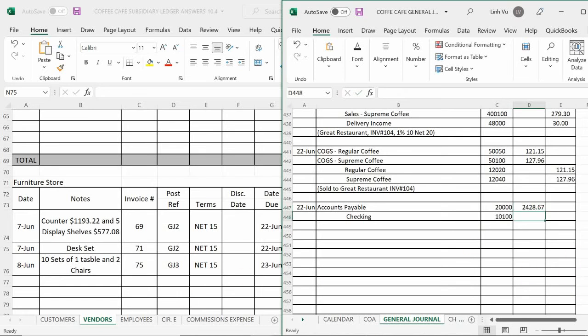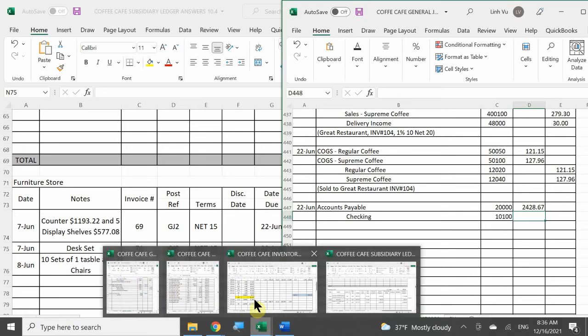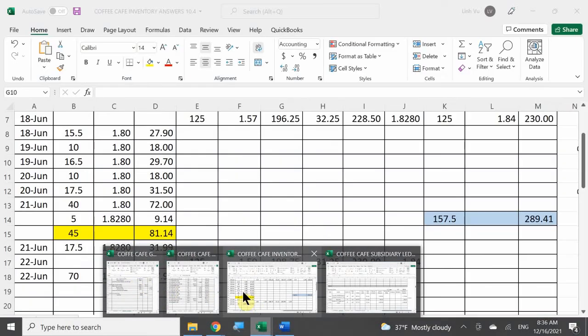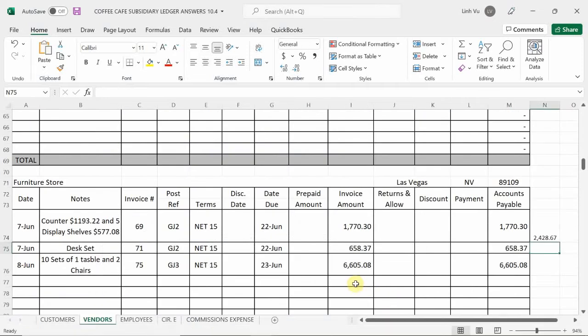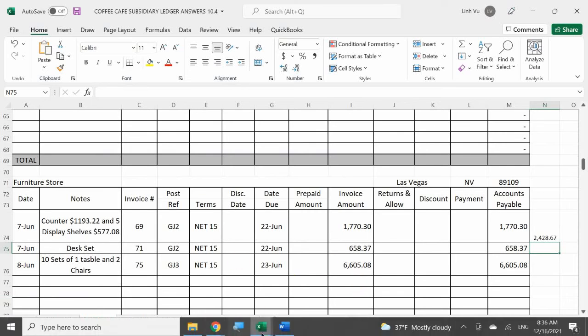Did we meet our terms for the discount or no? Let's take a look. What were the terms? Do we have any discounts for this one? No, I could just see the net 15, so no. No discount. So $24.28.67.